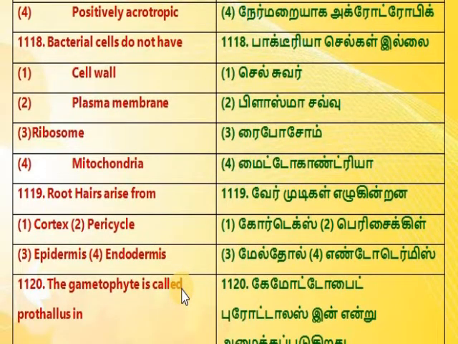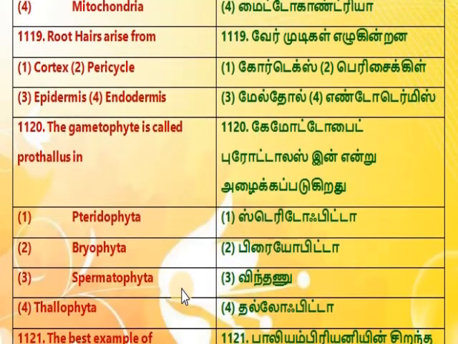1118 Bacterial cells do not have 1. Cell wall. 2. Plasma membrane. 3. Ribosome. 4. Mitochondria. 1119 Root hairs arise from 1. Cortex. 2. Pericycle. 3. Epidermis. 4. Endodermis.